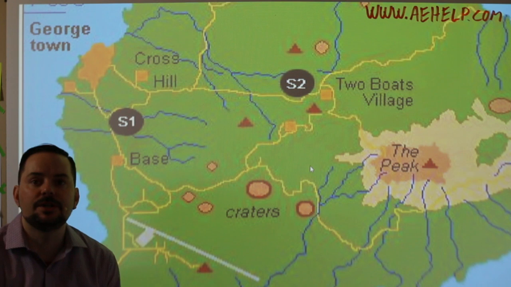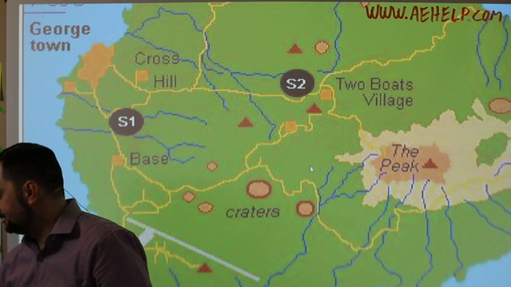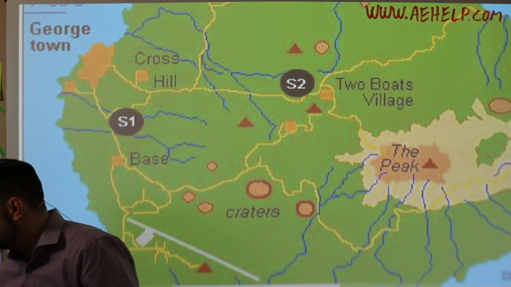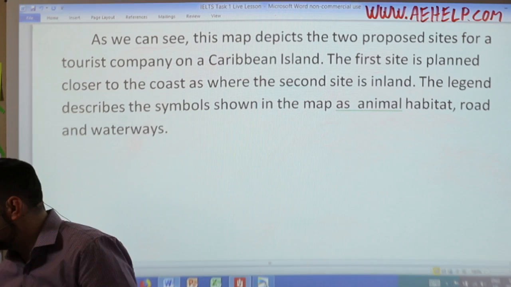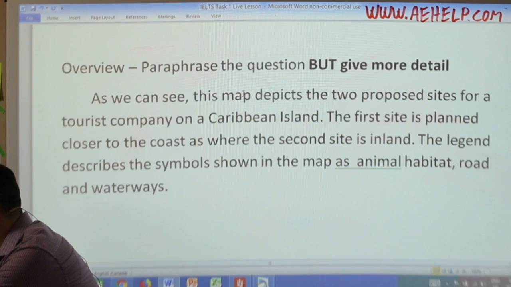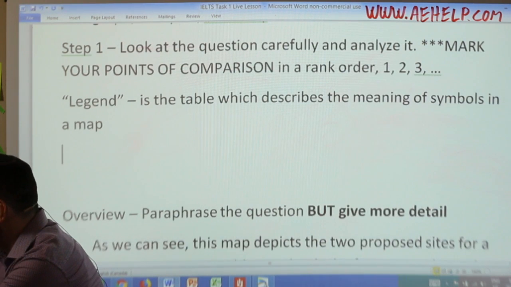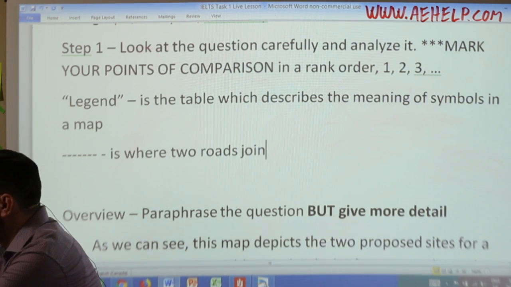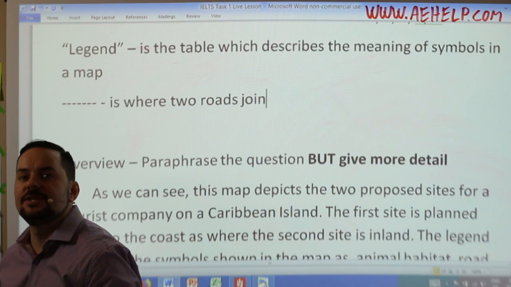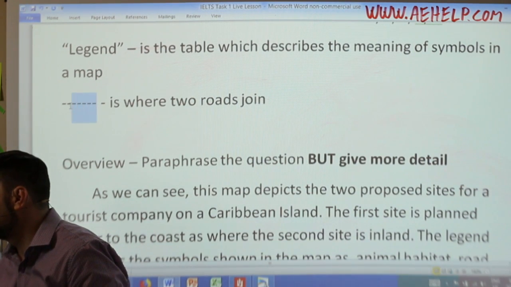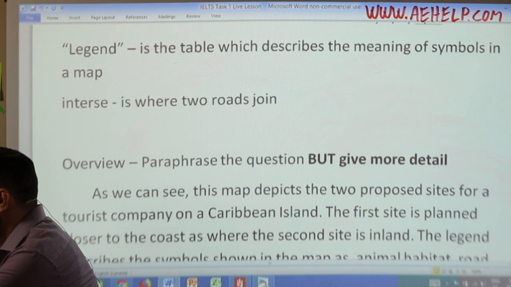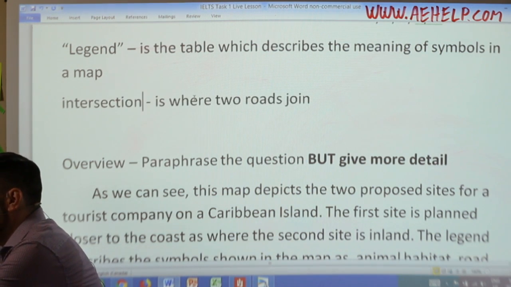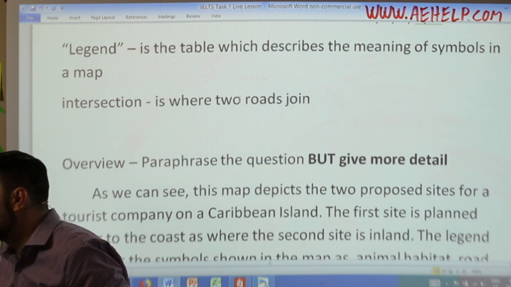Where two roads meet. What is that called? Where two roads meet. What's the vocabulary for that? Yeah, it's an intersection. Thank you, Raya. Okay, so an intersection is where two or more roads join.